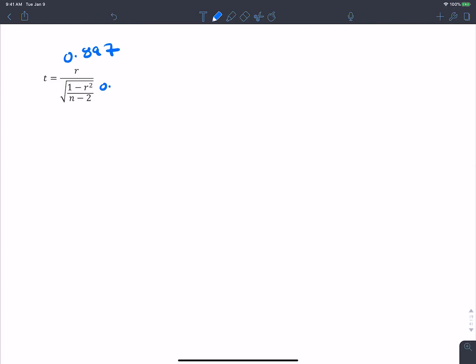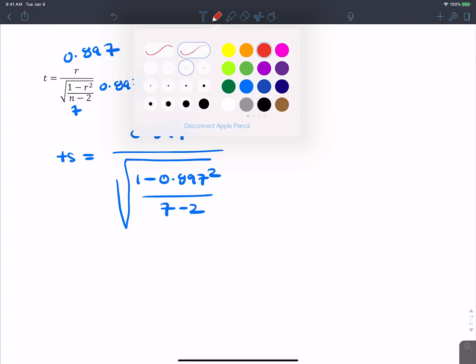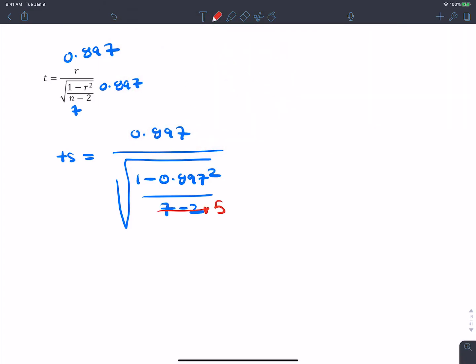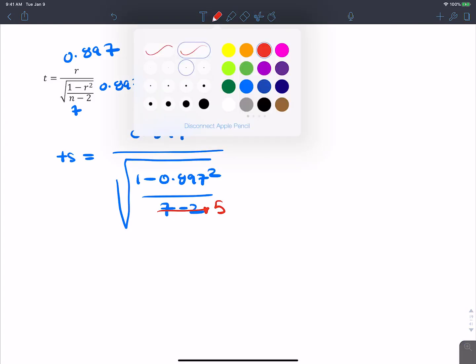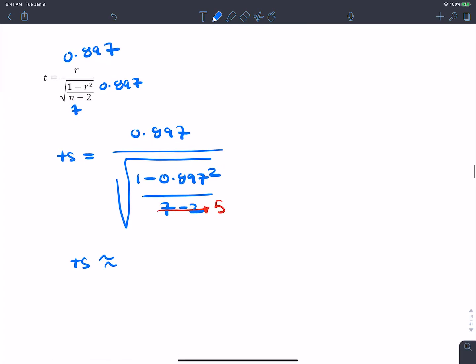0.897, and what was our sample size again? 7. So the test statistic is going to be 0.897 over the square root of 1 minus 0.897 squared, over 7 minus 2. Don't forget, 7 minus 2 is the value what? 5. So we're going to answer this in our calculators again, and we're going to approximate to the nearest what? Thousandths.